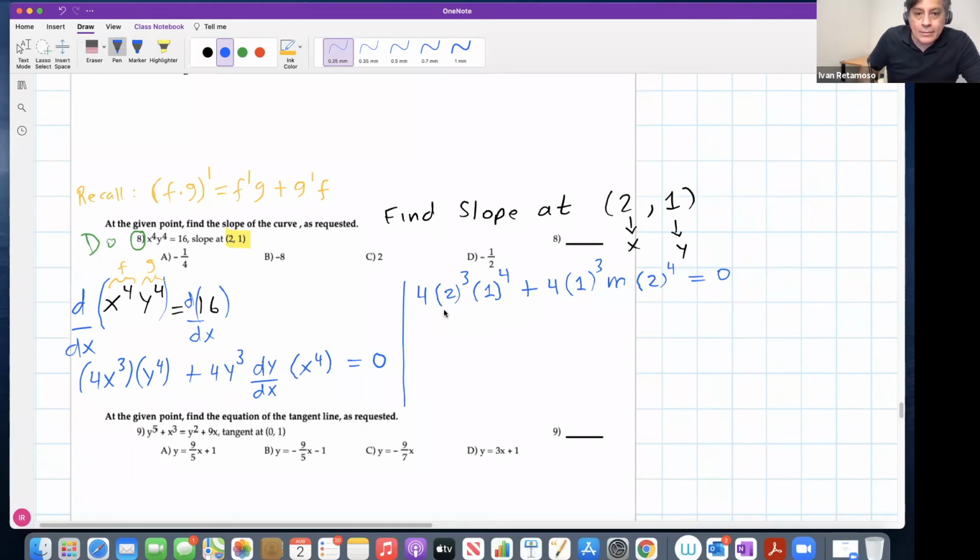I gotta do this in a calculator. This is 8 times 4, 32. This is just 1, right? So this is 32. 1 cubed is 1, 4m times 2 to the 4 power is 16. 16 times 4, 64m, right? And this computation, guys, if it's difficult for you to get it in your mind, use the calculator, right? But now subtract 32 on both sides. 64m equals minus 32, right? And then dividing by 64 on both sides.